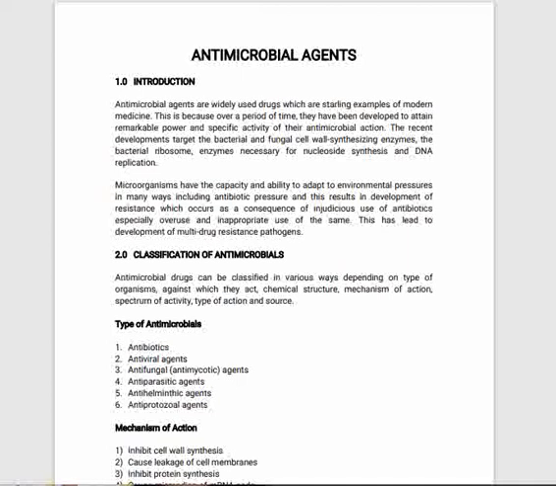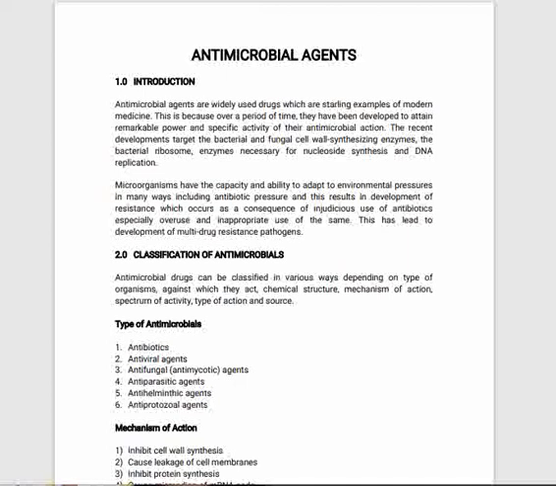Then we are going to talk about the classification of antimicrobials. We have classification based on the type of organism they are working on, the chemical structure, the mechanism of action, what they are doing, and the spectrum of activity. We can classify them based on the organism they are acting on, the mechanism of action, and the spectrum of activity, which can be either broad or narrow spectrum. Then there are the types of action and their sources: are they from plants, bacteria, or fungi. That is what classification of antimicrobials entails.